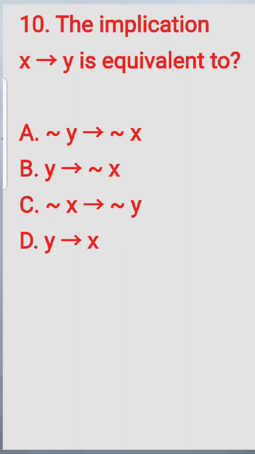Question 10. The implication if x then y is equivalent to. Okay, this is a question in logic, and for us to solve this, we're going to construct a truth table and then fill in the values. Out of those ones, the columns that have the same truth value are the ones that are equivalent.